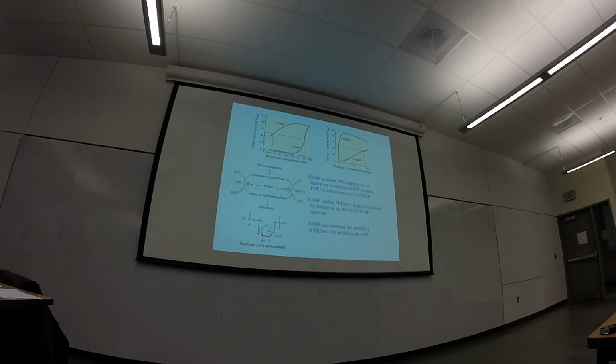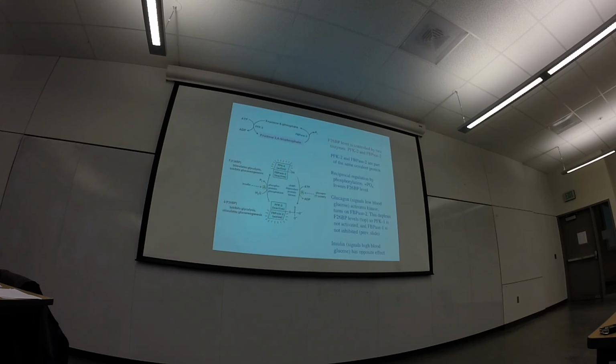Any questions about that? So the first level of it is, okay, we have this extra metabolite, and it operates on the two enzymes reciprocally in these stages of the pathway. So then what controls this? What controls F26BP concentration?